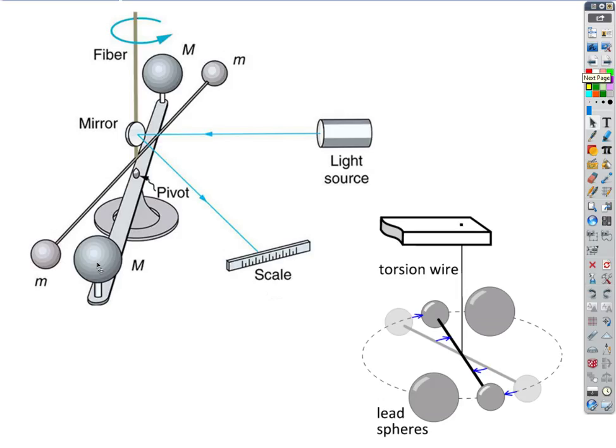So then all he has to do is leave this coat hanger in equilibrium where it's not moving at all. He's going to pivot the large spheres so they're fairly close to the small spheres and look for the deflection. What's causing the deflection? Gravitation.